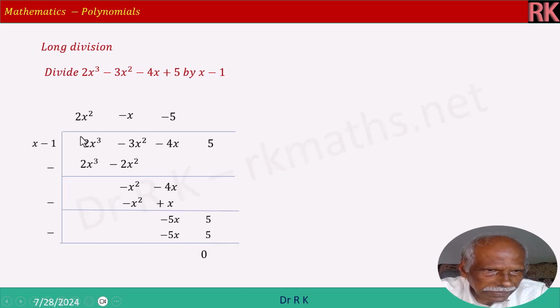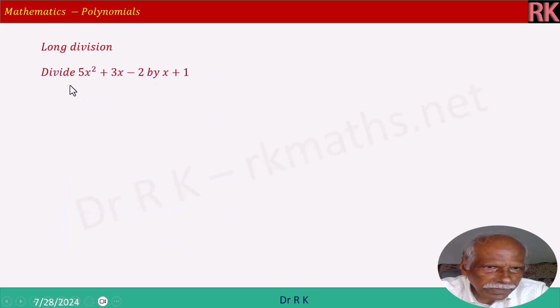Therefore the factor is 2x squared minus x minus 5. Therefore 2x cubed minus 3x squared minus 4x plus 5 by x minus 1 gives you 2x squared minus x minus 5. Long division, we will do one more problem.